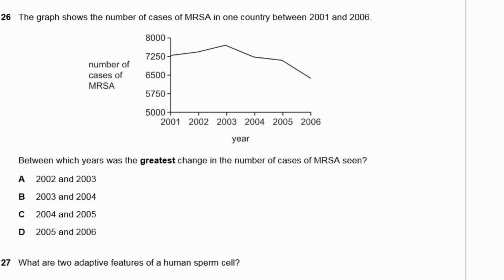Question 26. The graph shows the number of cases of MRSA in one country between 2001 and 2006. Between which years was the greatest change in the number of cases of MRSA seen?